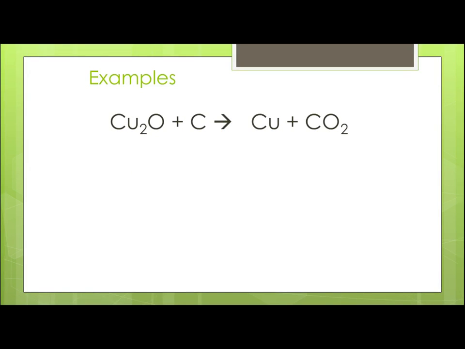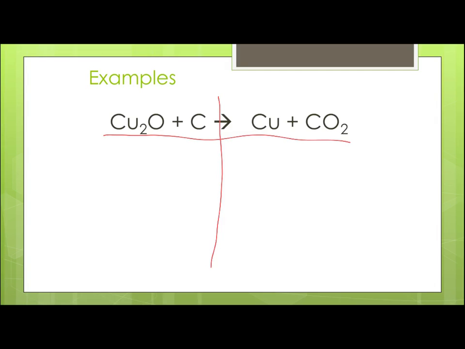Now, here we have another example. This example is Cu2O plus C yields Cu plus CO2. For this example, we're going to follow those same exact steps. We're going to start by making a T-chart. This is to divide the left side from the right side and give us a clear division between the two. The second step, we're going to make a list of all of our elements.